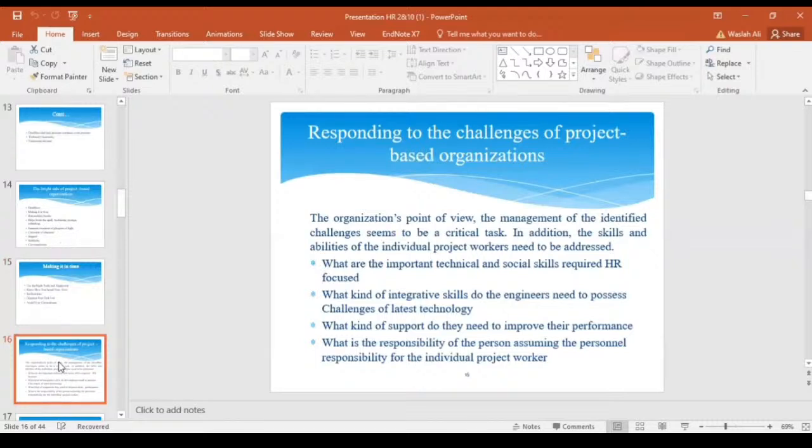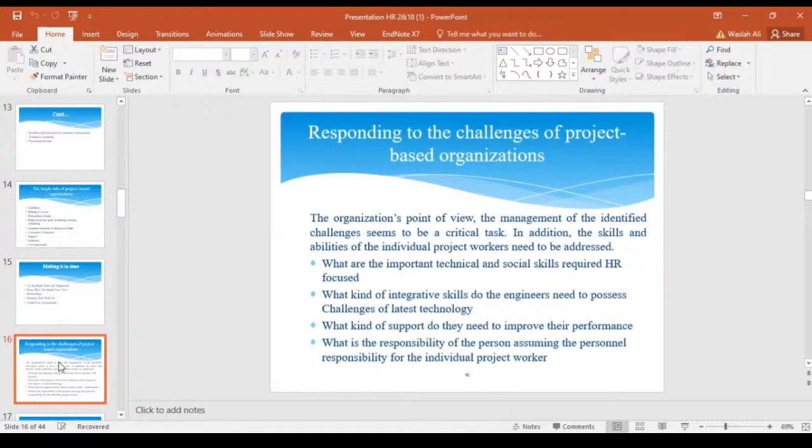Respond to the challenges of project-based organization. From the organization's point of view, the management of identified challenges seems to be a critical task. In addition, the skills and abilities of individual project workers need to be addressed. The points are given as under.